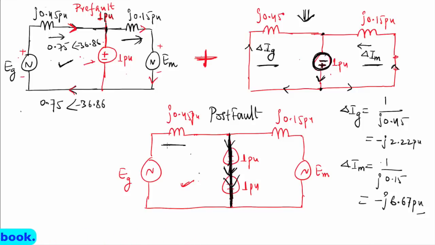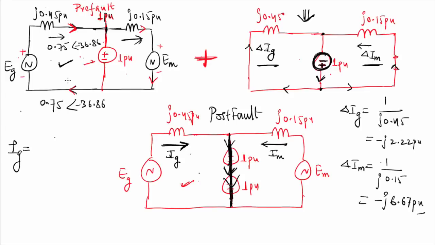See, post fault current, the current flowing in generator, actual current direction is something like this, and in post fault reactance diagram the current flowing in motor will be something like this. So let us say this is my Im and this is my Ig. Now add these two, what will be the value of Ig?